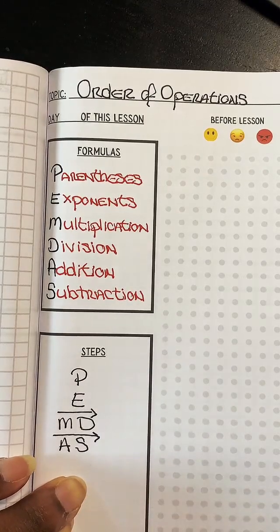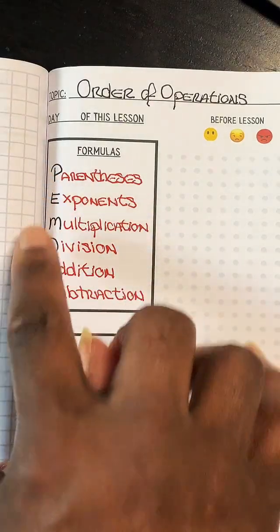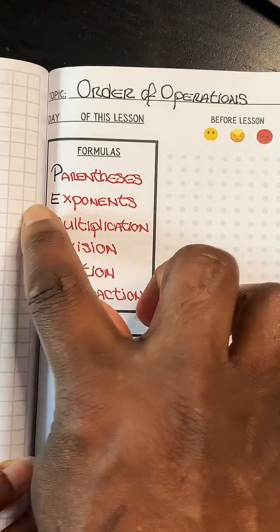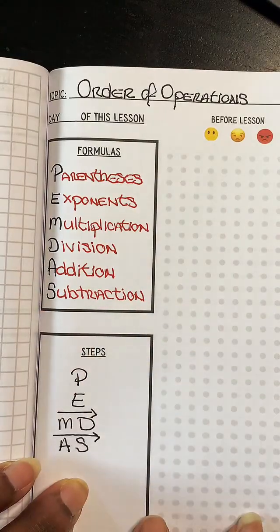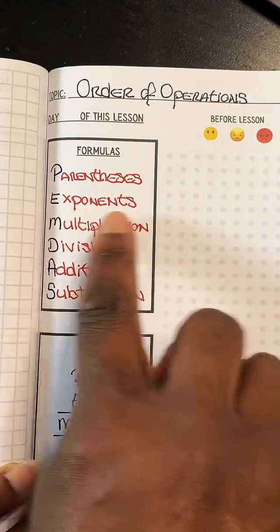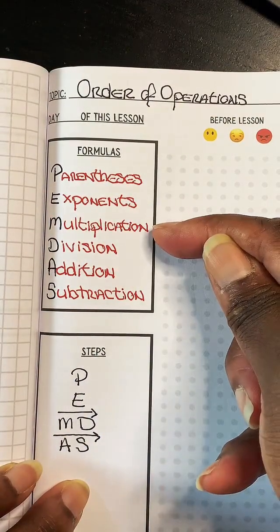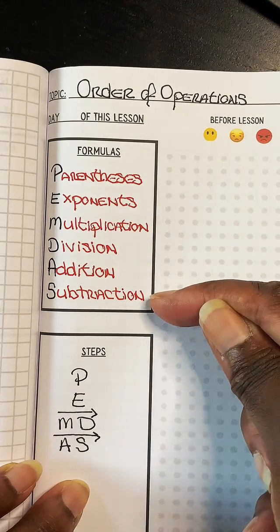So order of operations, especially here in the States, we have what's called PEMDAS. Please excuse my dear Aunt Sally. If you have an Aunt Sally, excuse her. If not, I don't know what you're going to do with her. That stands for parentheses, exponents, multiplication, division, addition, and subtraction.